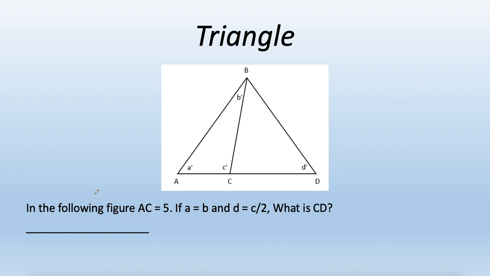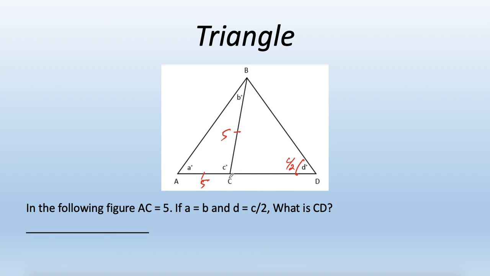This is another type of question, and this is a very interesting question. Just quickly pause the video and try to solve this on your own, and then we will discuss. Okay, I assume you have solved it on your own. So this is the question. In the following figure, AC is equal to 5. This is equal to 5, and angle A is equal to angle B. That means both of these sides are equal. So next thing is angle D is equal to C by 2. So let's call this C by 2. We need to find this CD.